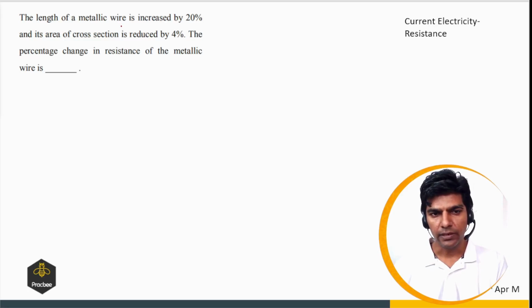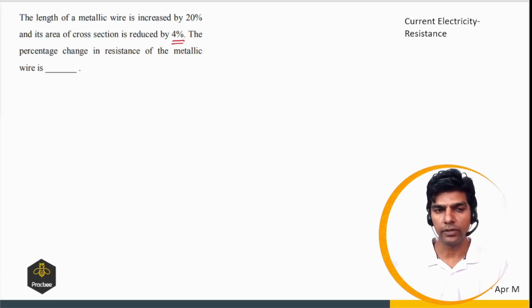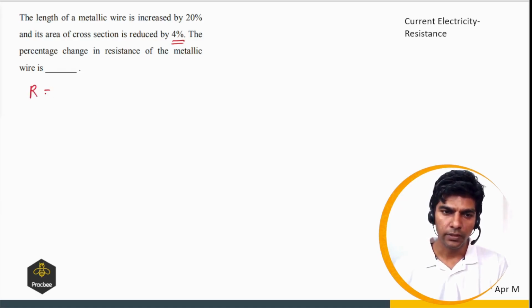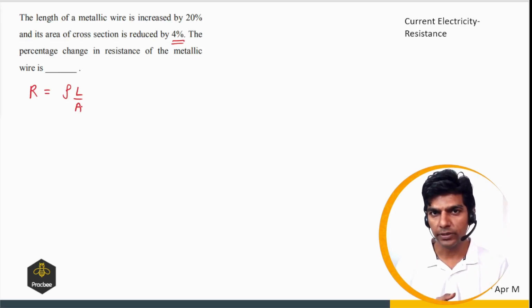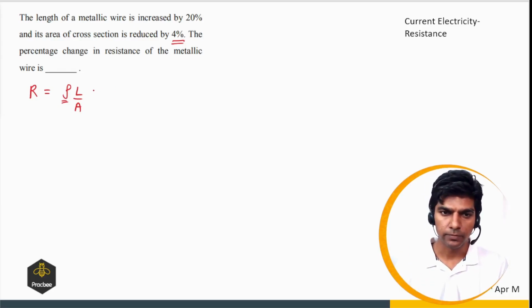The length of the metallic wire is increased by 20% and its area of cross section is reduced by 4%. The percentage change in the resistance of the metallic wire. So R is rho L by A, and resistivity depends upon the material. If we are not changing the material at a particular temperature, there will be no change in the resistivity. But if we change the dimension, the resistance will change.